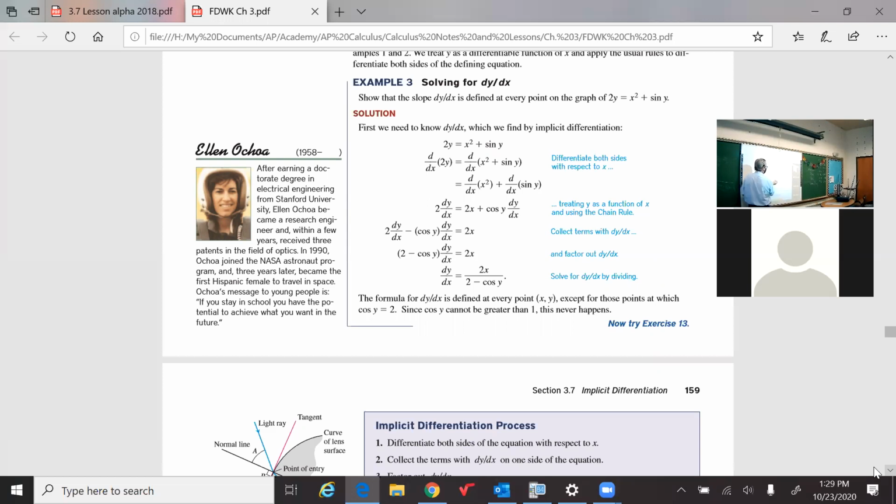Get all the dy dx's to the left. What do you end up with? This. Why does that matter? Because the cosine only has a defined range from -1 to 1. So the only thing that makes this undefined would be 0 in the denominator. You can't get a 0 in the denominator. So then they're telling you it's defined for all points, because you couldn't make the denominator 0 when you differentiate it.